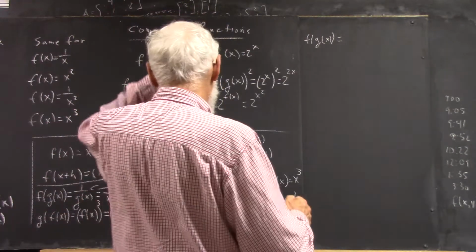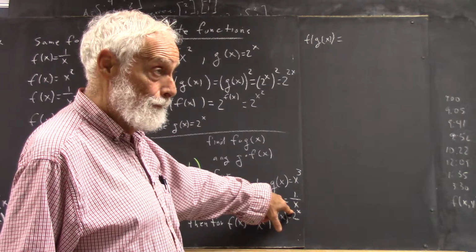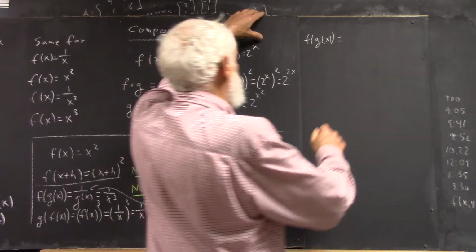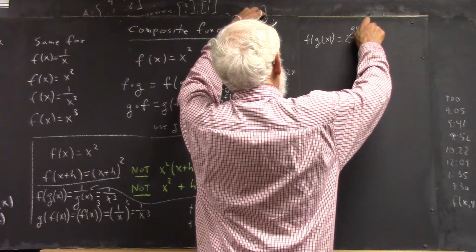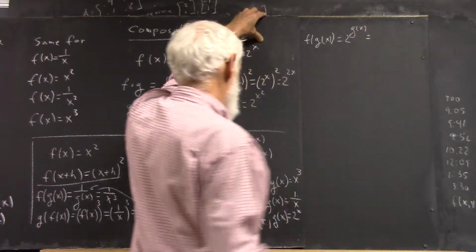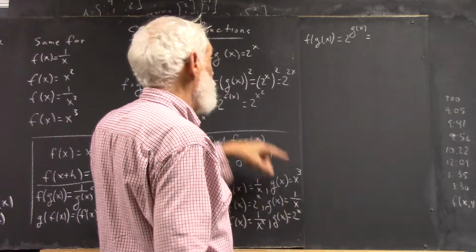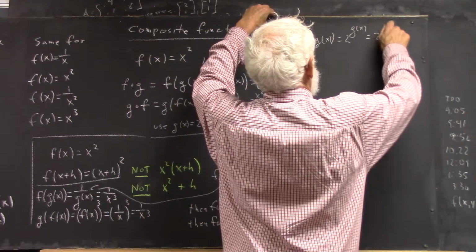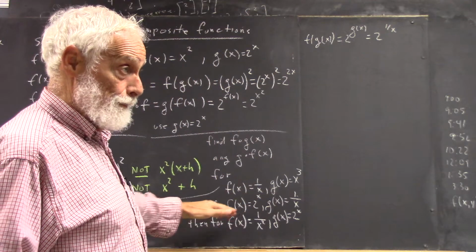So, f of g of x for the 2 to the x and the 1 over x, right, would be 2 to the g of x for these functions, right? Which would be then 2 raised to the 1 over x. That's for the second pair.